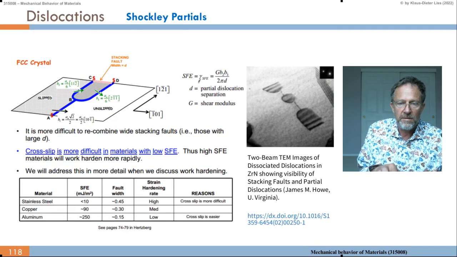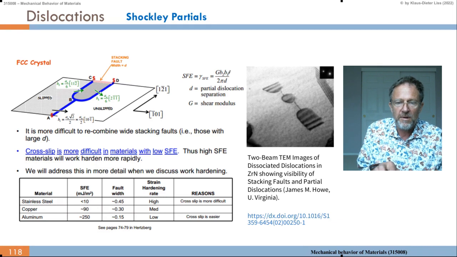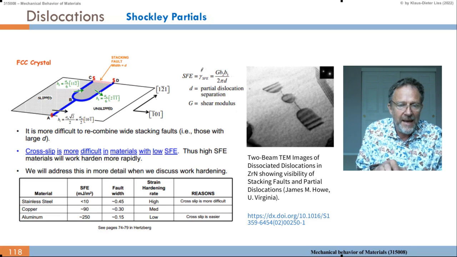Let's look more at the stacking fault energy, which you can measure by knowing the shear modulus, the Burgers vectors b2 and b3, divided by 2 pi and the distance of the dislocations. Usually b2 and b3 may be the same or just opposite, but of the same magnitude. And you can observe these dislocations in a transmission electron microscope image of dissociated dislocations in zirconium nitride, in this example, showing visibility of stacking faults and partial dislocations. Reference is given there.